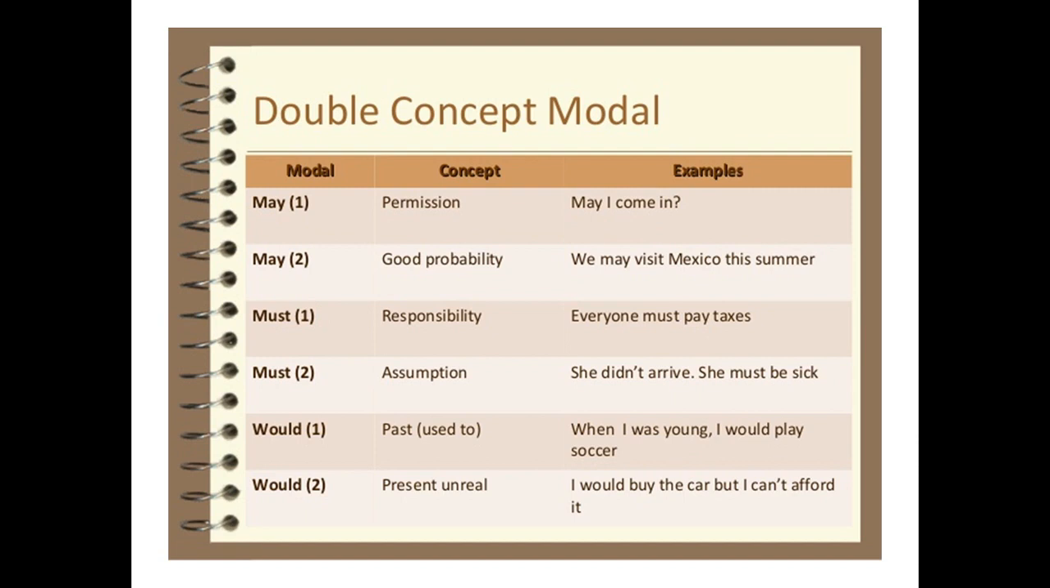Modal verb would, concept used to. Example: when I was young, I would play soccer. Modal verb would, concept present unreal. Example: I would buy the car, but I can't afford it.